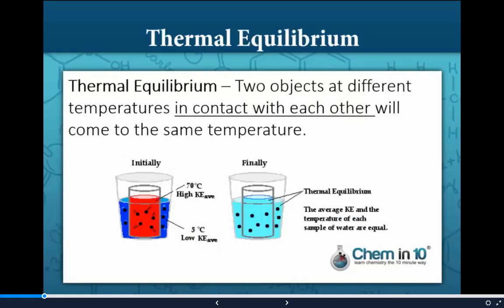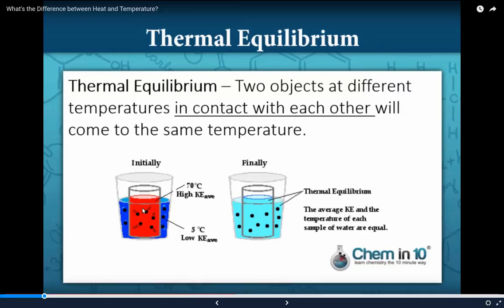Thermal equilibrium is reached when two objects at different temperatures in contact with each other reach the same temperature. So here we have a picture of a hot substance, it's red, 70 degrees Celsius, in an ice bath, a 5 degrees Celsius ice bath. Over time, the heat leaves the hot 70 degree container and enters the ice bath, warming it up. And at some point, the two temperatures are equal, and then they're said to be in thermal equilibrium.